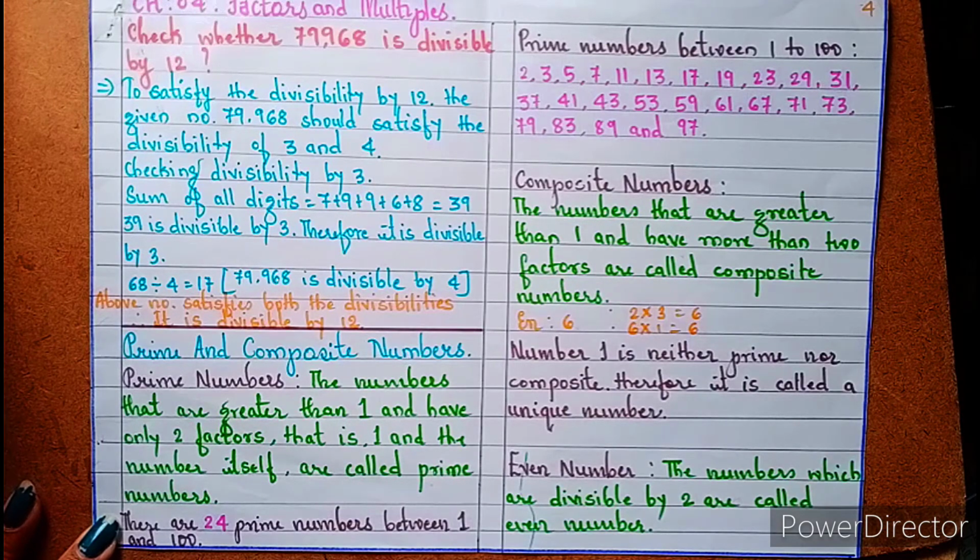The numbers which are divisible by 2 are called even numbers, and the numbers which are not divisible by 2 are called odd numbers. Or you can also say the number which ends in 0, 2, 4, 6, 8 is an even number. And the number which doesn't end with 0, 2, 4, 6 or 8 is called an odd number.